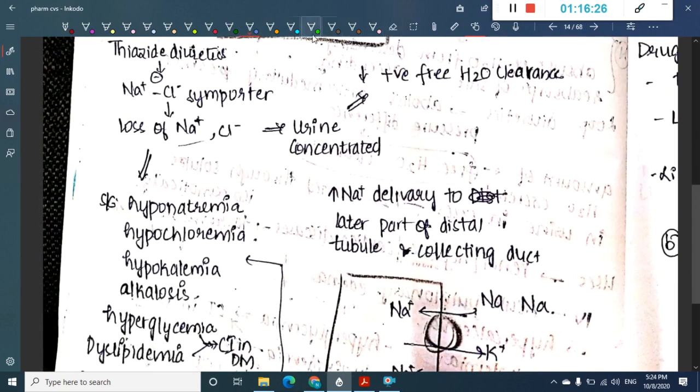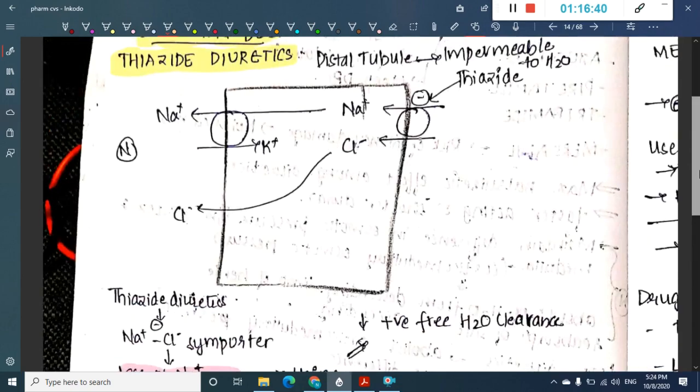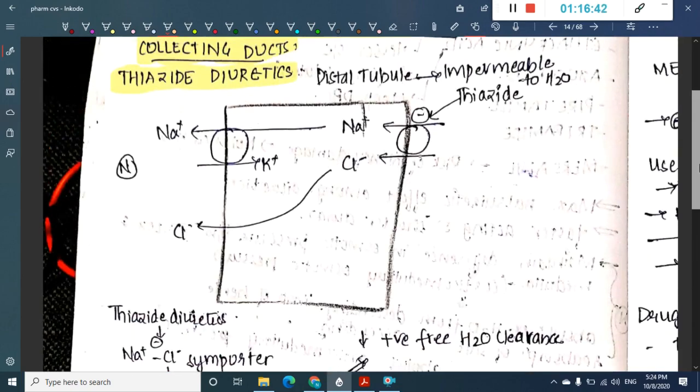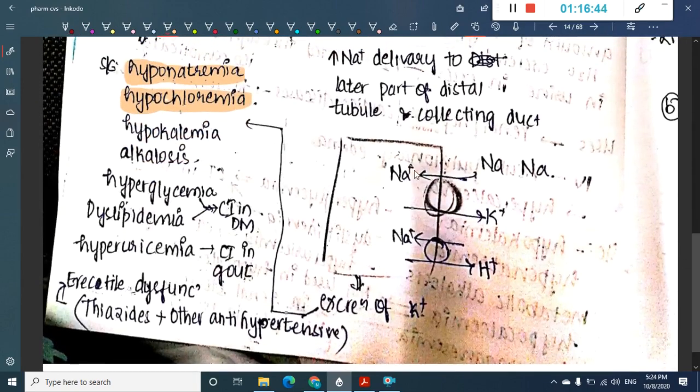Once there is loss of sodium and chloride, what are the side effects? The main side effect is loss of sodium, so there will be hyponatremia. Loss of chloride, so there will be hypochloremia. This also causes hypokalemia and even alkalosis.